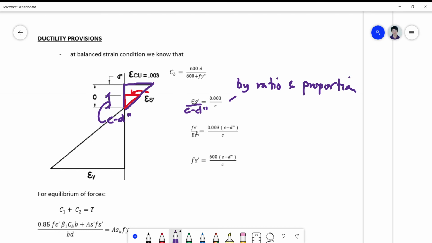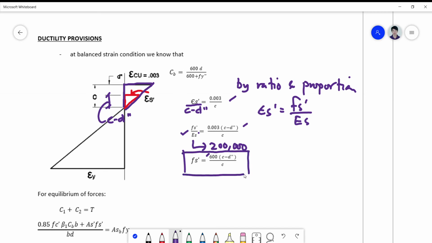So fs prime now, we note that your epsilon s prime is simply equal to the stress divided by the modulus of elasticity. So we can actually substitute epsilon s prime here and then put c minus d double prime on top there and divided by c, such that your final equation, by simply assuming a value of 200,000 and multiplying it by 0.003, you get 600. Okay, so this is now your formula to check if your steel fs prime stress yields.